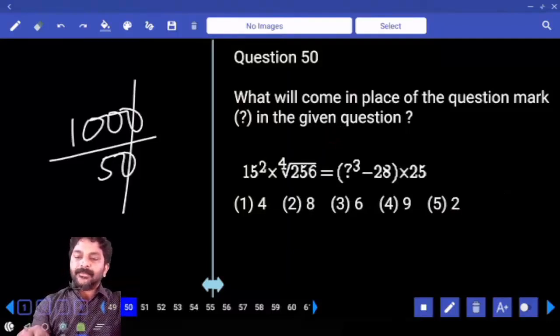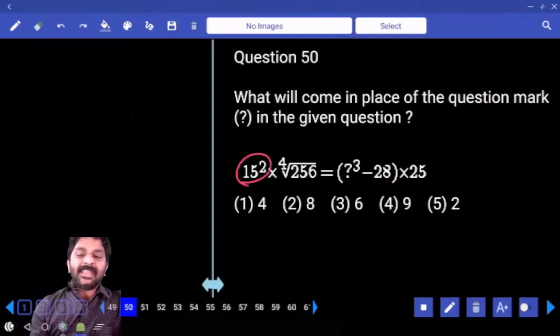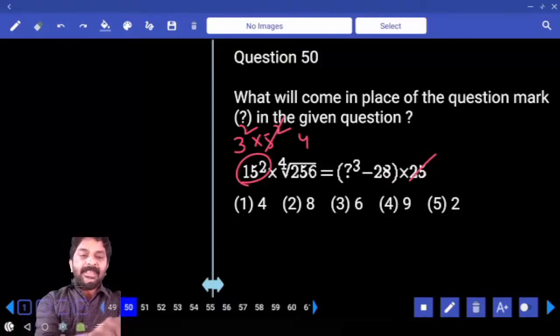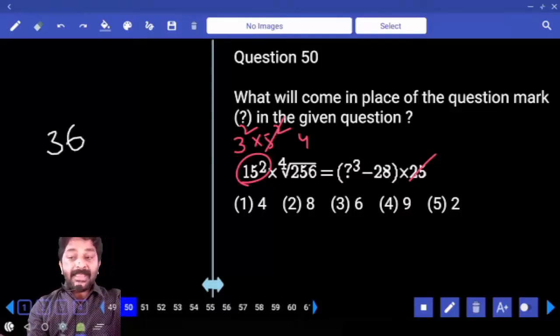Right, come on. Can I write 15 square as 3 square into 5 square? 3 square into 5 square. 5 square left hand side, right hand side multiplication cancel. Correct? Right. 4th root of 256. That can be written as 16 square and also 4 power 4. So 4th root of 4 power 4 in the sense 4 only. 3 square. 9 fours. 36 is equal to x cube minus 28.